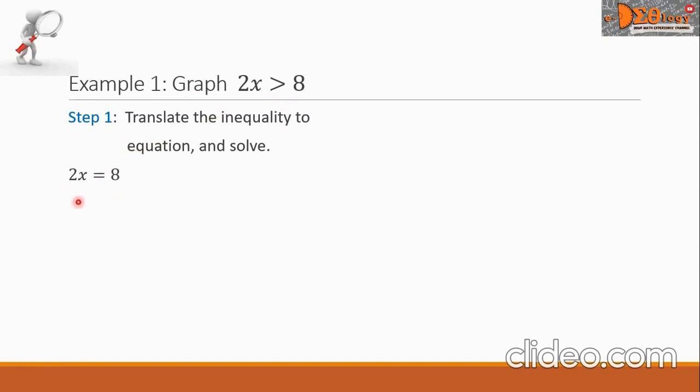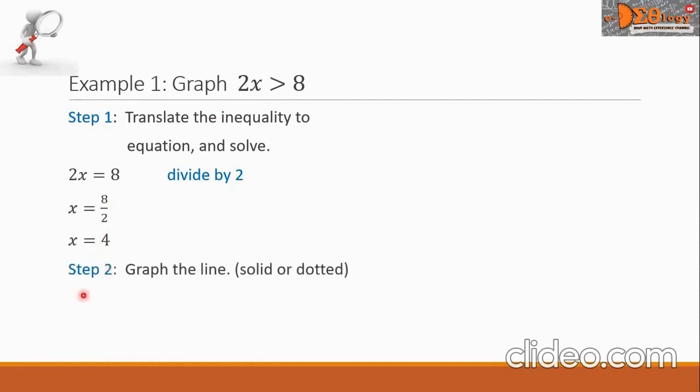Let us divide the equation by the coefficient of x, which is 2. So this 2x divided by 2 will give x, and the right side would be 8 divided by 2. And the quotient equals 4. So we have x equals 4. For step 2, let us graph the line. It may be solid or dotted. We know that the equation x equals 4 is a vertical line that passes through the point (4, 0).